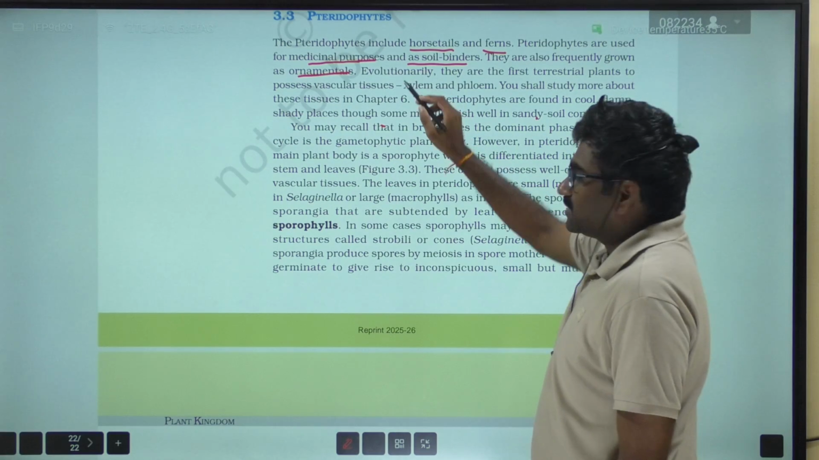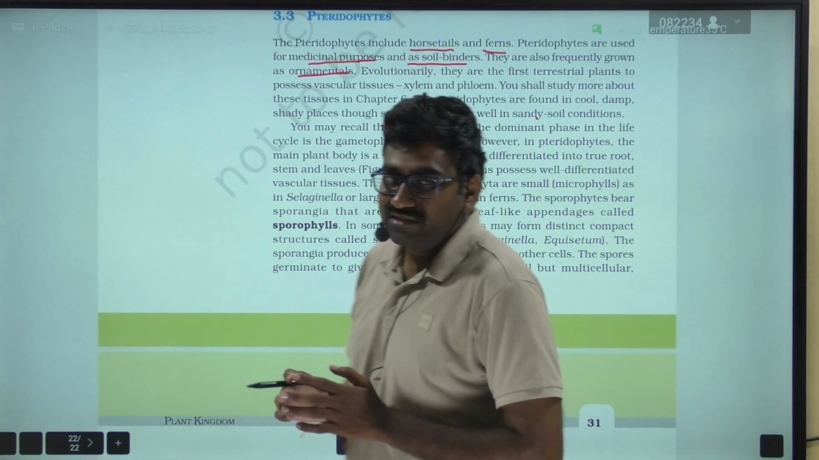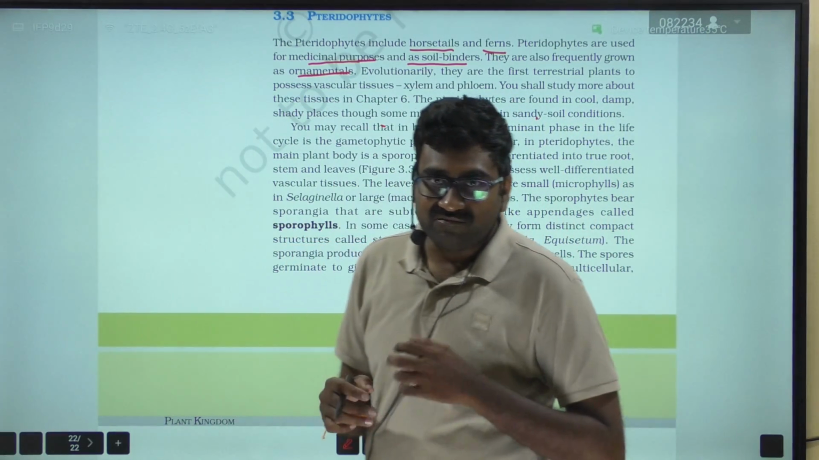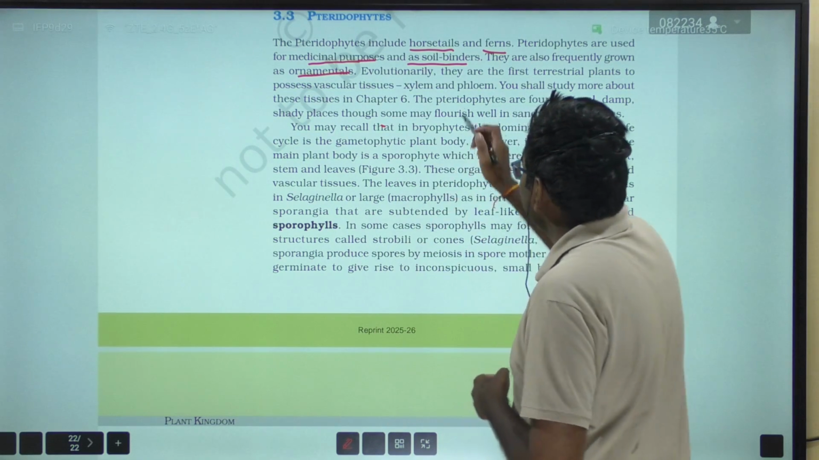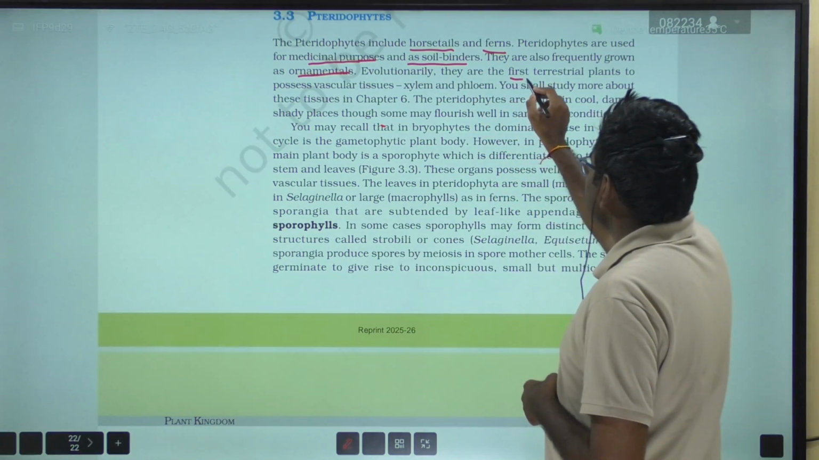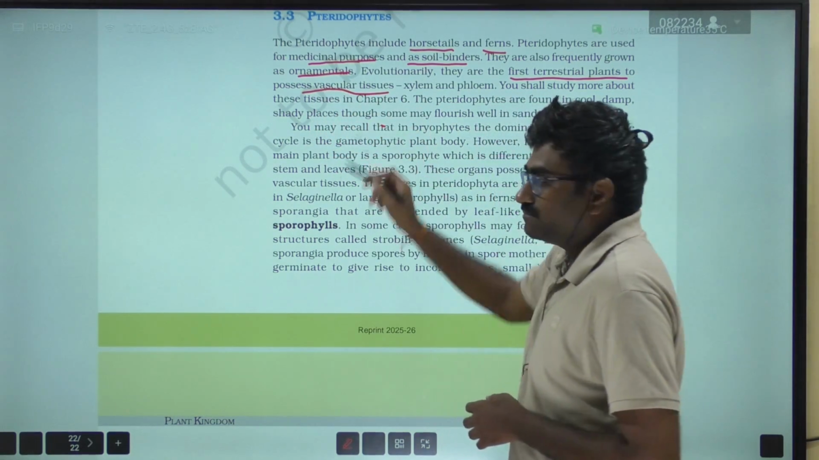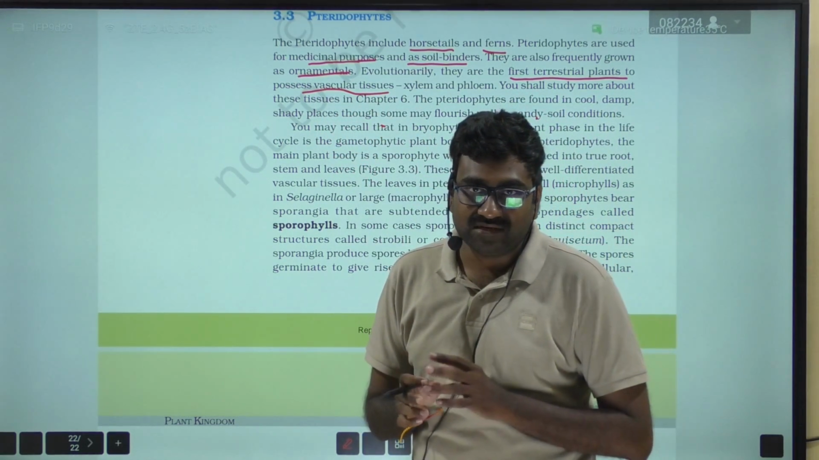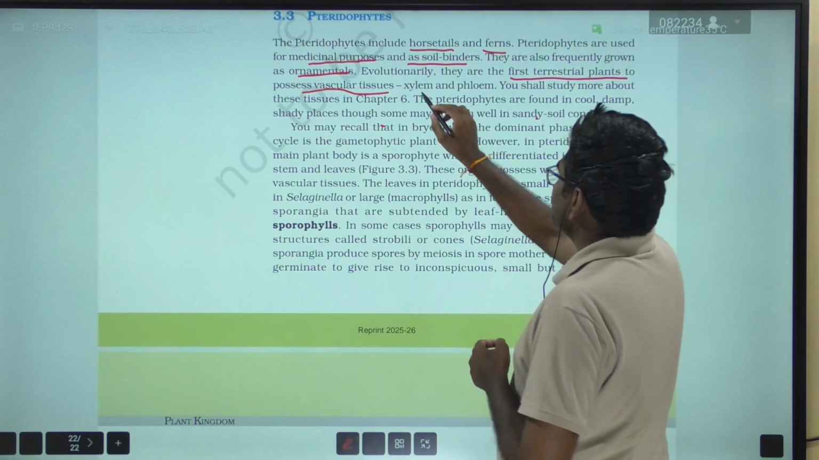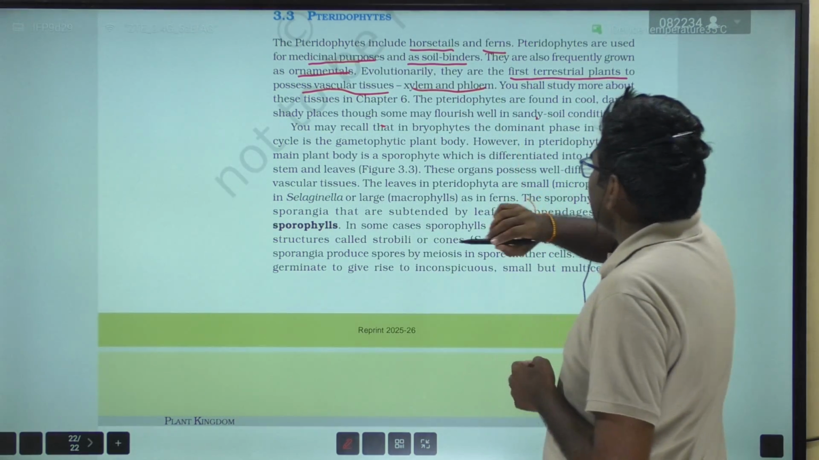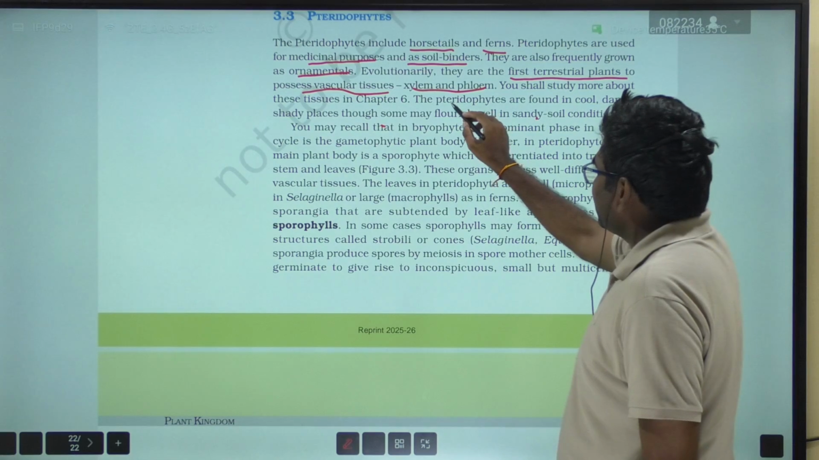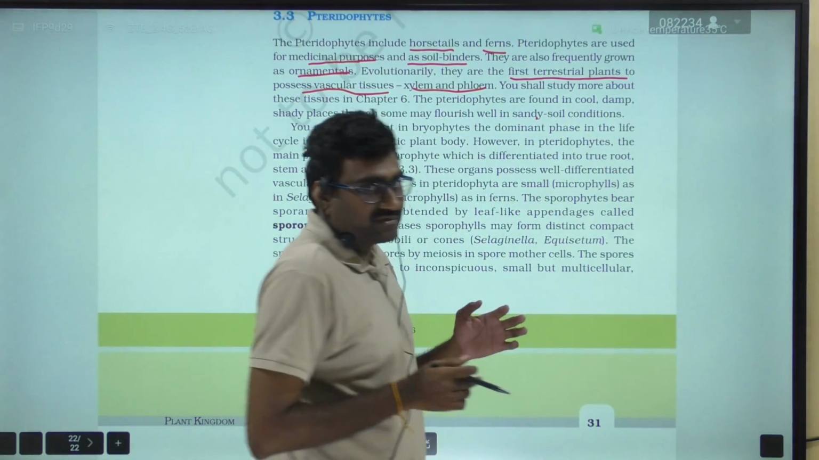Evolutionarily they are very important. They are the first terrestrial plants to possess vascular tissues, that is xylem and phloem. And here, the occurrence of pteridophytes.